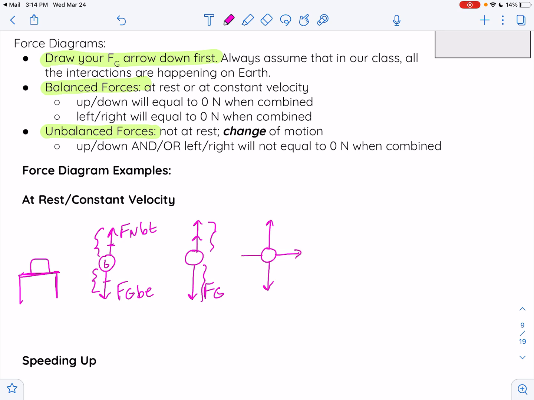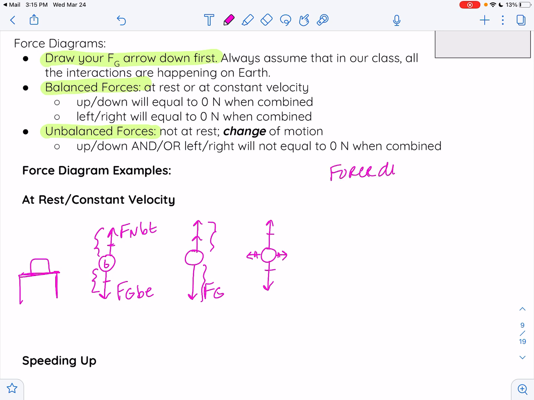Or it could be something left and right. I'm going to draw that a little differently. Oftentimes if something is moving left and right on a surface, the up and down are going to be equal, and the side to side are also going to be equal to each other. They may be bigger or smaller than the other ones. It really doesn't matter exactly. So any of these would be at rest or constant velocity. You wouldn't know if it's moving up, down, left, right, or at rest. All the force diagrams look the same.